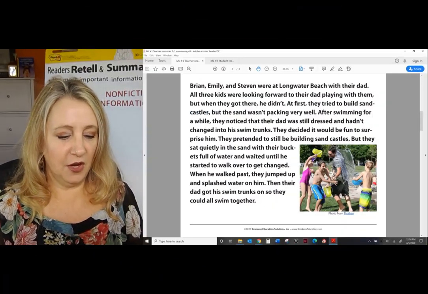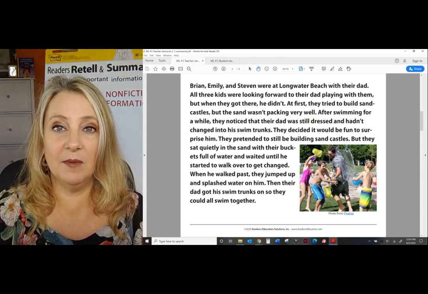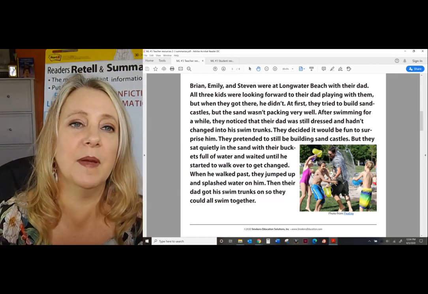So I think we should try this out. I think we should try it out with the passage that you guys used the other day, okay? So the passage that we used in the lesson about Brian, Emily, and Stephen. Remember them? Okay, so let's reread it just to remember.